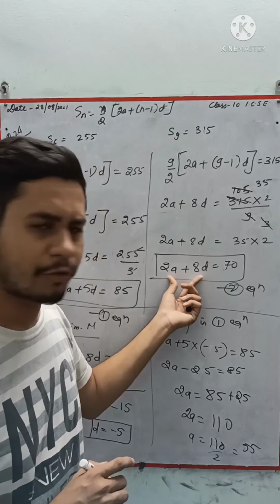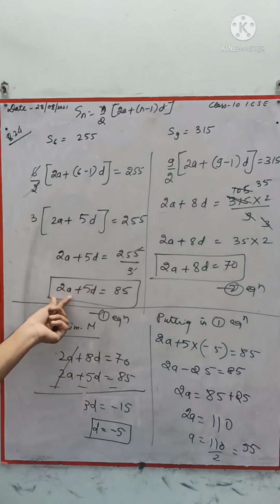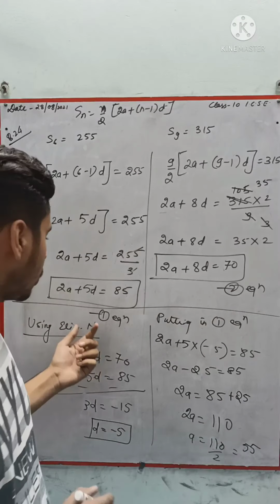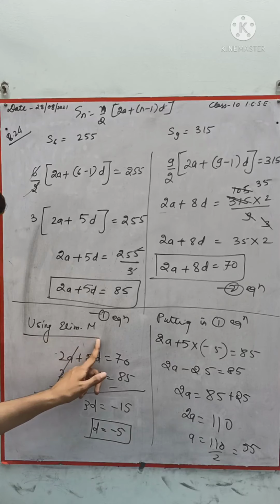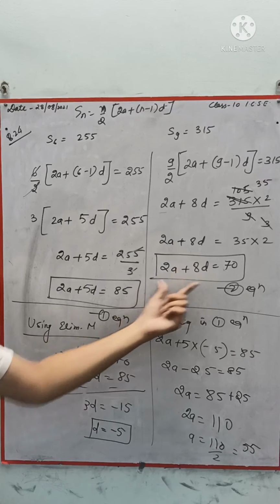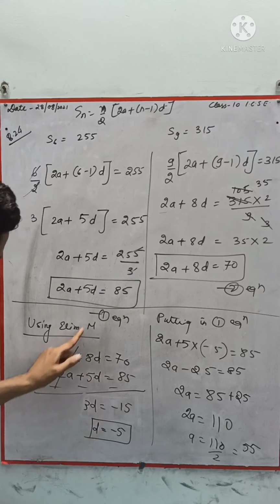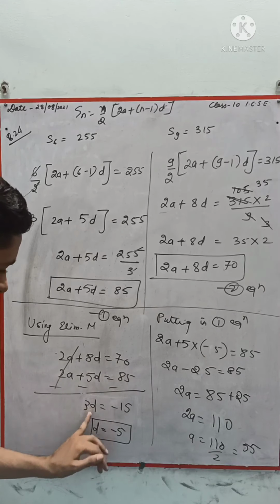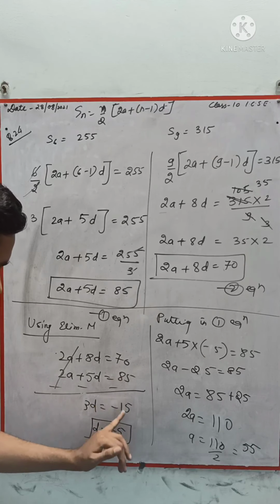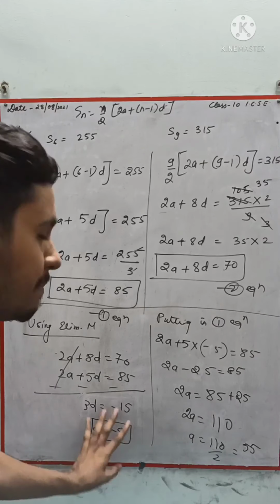Don't take 2 common from this equation, and the reason being, here you have 2a, here also you have 2a. So while going for the elimination method, they can be easily eliminated. Okay, so that is what I have used, the elimination method. The first equation here, this one, second equation, and in the first equation 2a is eliminated with the 2a. 8d minus 5d is 3d, 70 minus 85 will give minus 15. So d is equal to minus 5. We got d as minus 5.